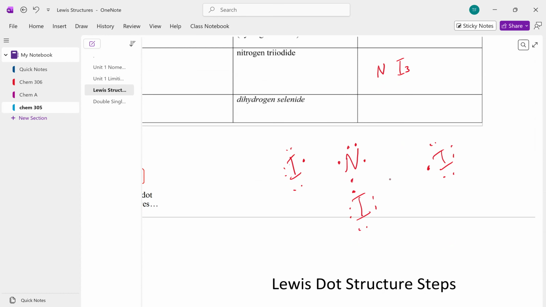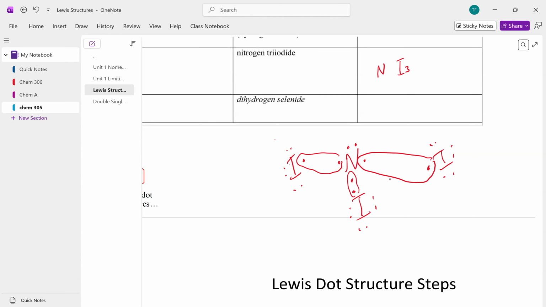Step 2 is connect everything up with 1 bond. That means 1 singleton to 1 singleton. Okay, so we've got 1 here, 1 here, and 1 here. Now notice I put the singleton kind of closest to this other one. I could have put it over here, but it'd be kind of a goofy attachment. Okay. Step 3 is, are there any leftover singletons? No.